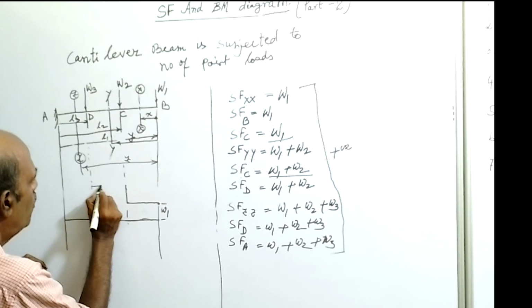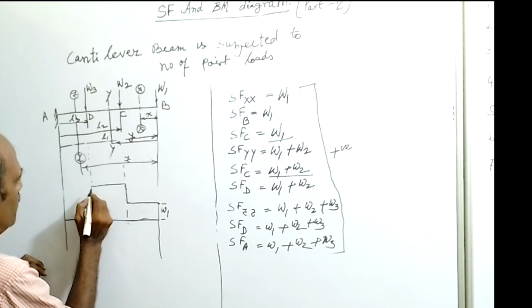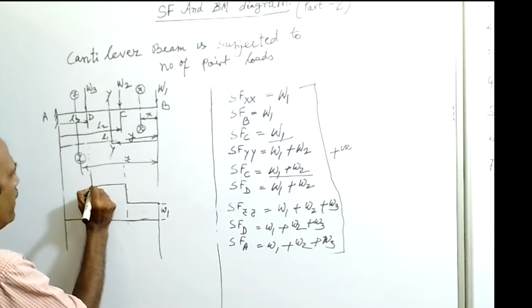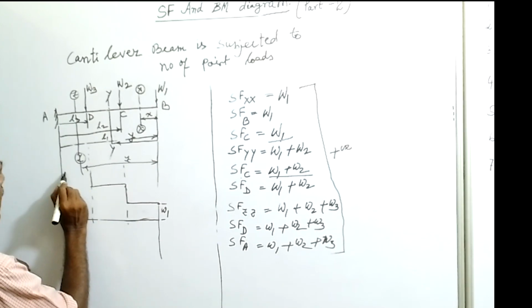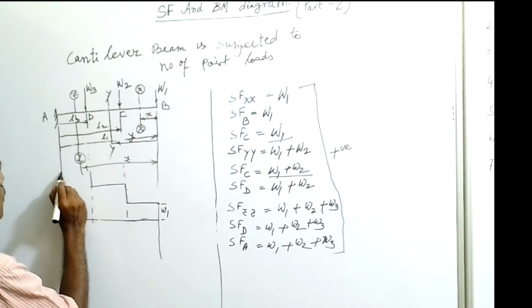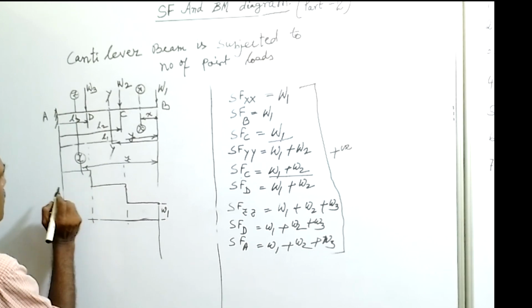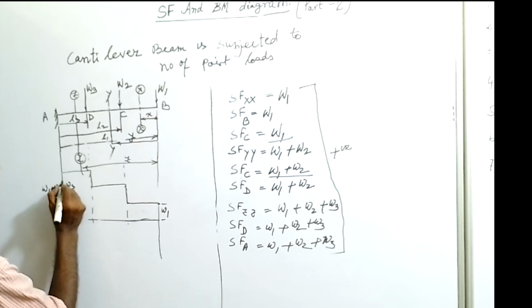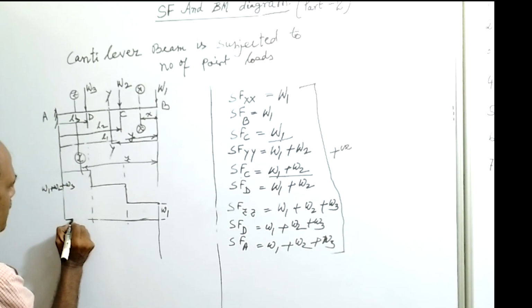So this is point D, and again at point D the shear force will change, and that will be W1 plus W2 plus W3. So at the fixed end, W1 plus W2 plus W3.